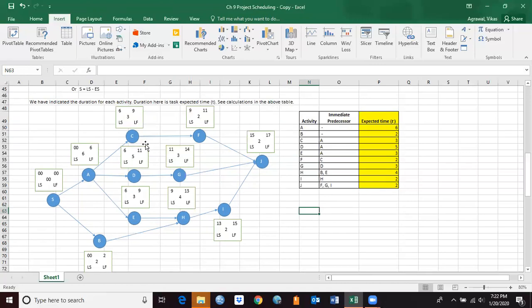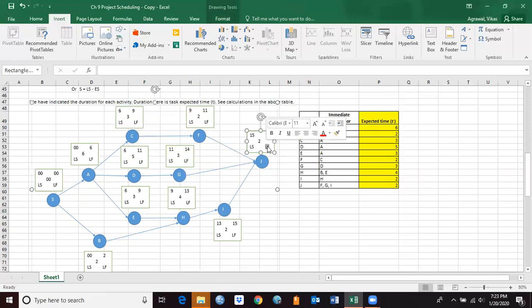So once we are done with the forward pass, we can start our backward pass, and backward pass will allow us to find the value for slack. Okay, so what we're gonna do here, the early finish becomes the late finish for the last activity. So I'm going to put 17, and late start is going to be late finish minus duration. So 17 minus 2 is 15 here.